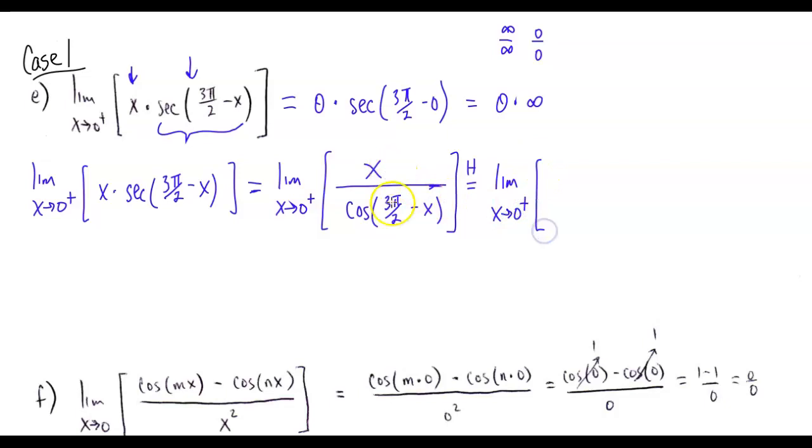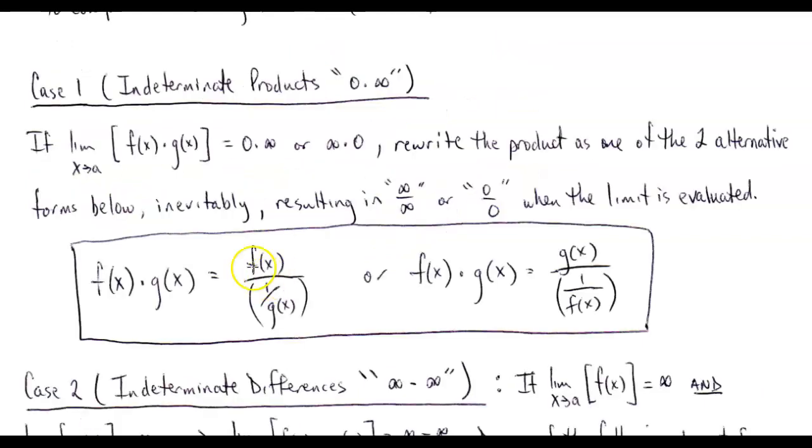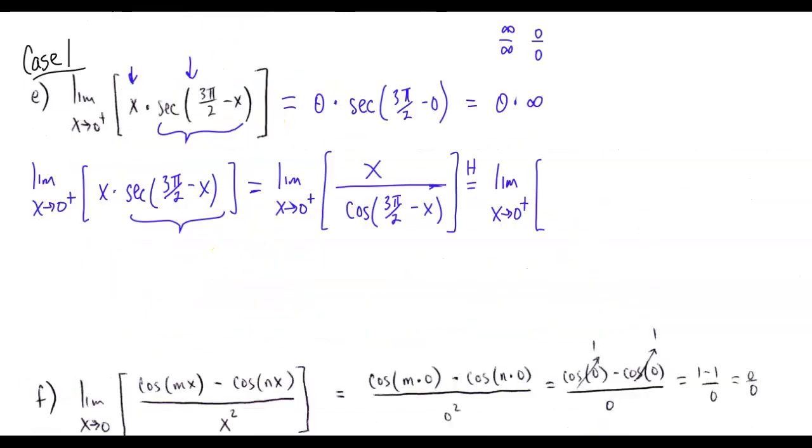And we're going to take the derivative of the numerator and denominator separately. Okay. Now, just as a reminder, why did we rewrite this again? If we come here, remember that case one said that if we have this type of situation happen, then we have to choose whether we're going to rewrite f or g as 1 over the reciprocal of itself. We chose to rewrite this as 1 divided by the reciprocal of itself. And of course, the reciprocal of secant is cosine. So we just said 1 divided by cosine is going to be the same thing as secant. So that's what we did there.